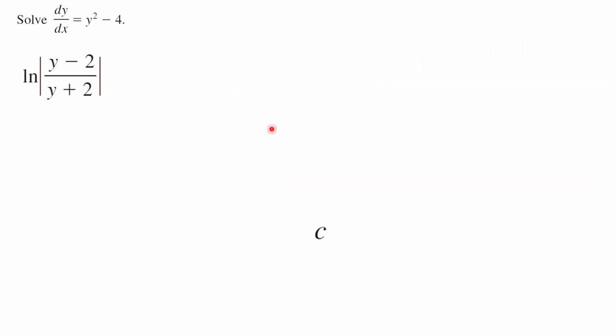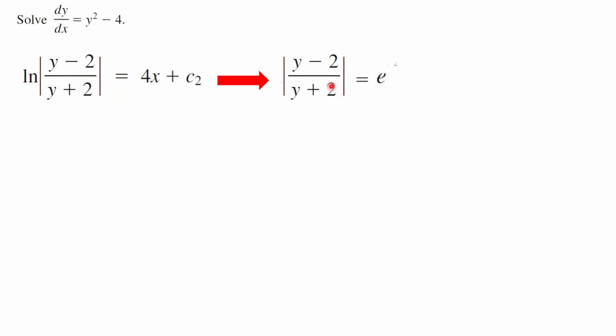Here we have ln of absolute value of y minus 2 divided by y plus 2, and on the right-hand side, we saw it is 4x plus c sub 2. Well, this can be written as the absolute value of y minus 2 divided by y plus 2. And on the right-hand side, you end up with e to power 4x plus c2. On the left-hand side, you have ln, which is logarithm with basis e. So the quantity is equal to e to power 4x plus c2.